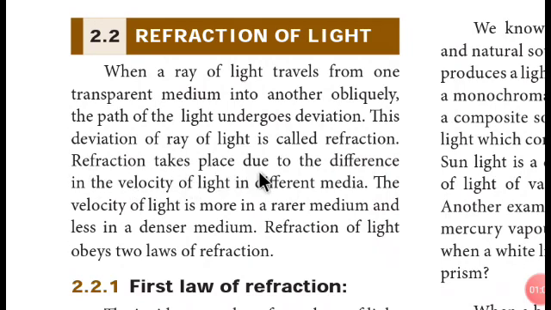Then refraction takes place due to the difference in the velocity of light in different media. For example, if light enters from air into water, in air the speed of light is 3 into 10 power 8 meter per second, but when it enters the water region, the speed will decrease to something like 2 into 10 power 8 meter per second. So that difference will create refraction. The speed of light decreases in water, and hence this leads to the refraction phenomenon.